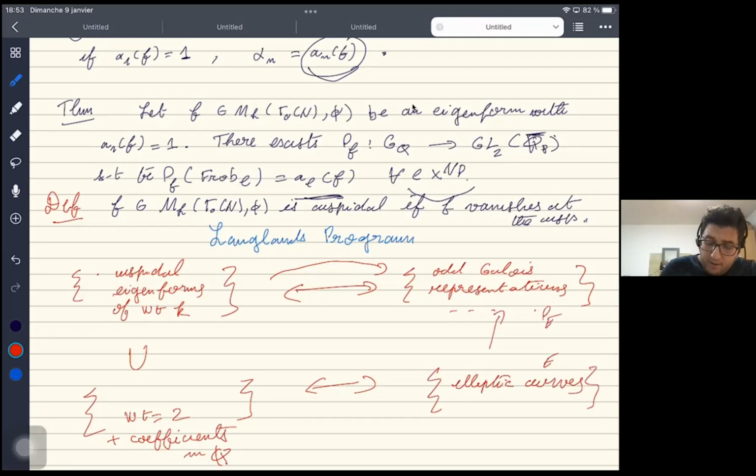And one direction I told you was done a while ago, and the other direction is called the Fontaine-Mazur conjecture in general. And for elliptic curves, it's called the Shimura-Taniyama conjecture, and it was proved by Wiles.